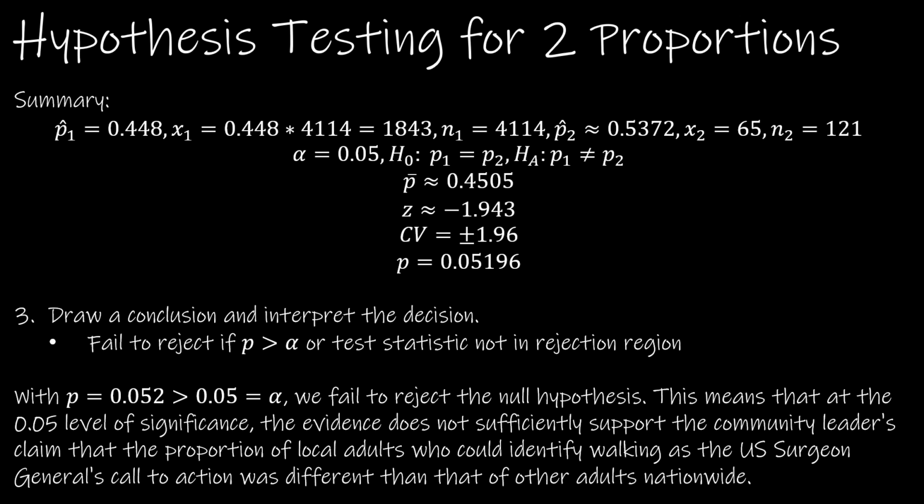So our conclusion, we fail to reject the null hypothesis since P is greater than alpha. This means that at the 0.05 level of significance, the evidence does not sufficiently support the community leader's claim that the proportion of local adults who could identify walking as the U.S. Surgeon General's call to action was different than that of other adults nationwide. All of that last stuff, remember, has everything to do with the alternative hypothesis.